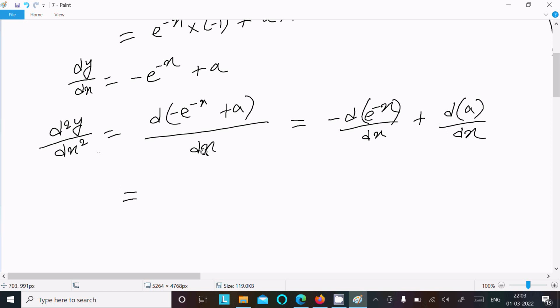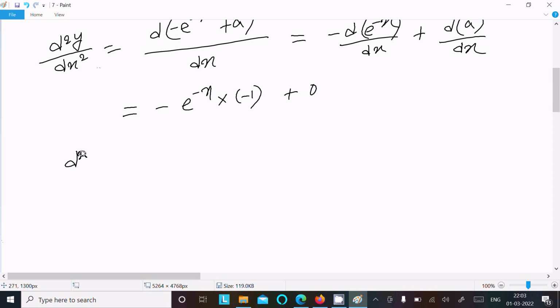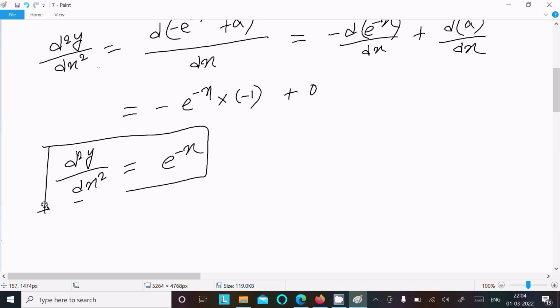So if you calculate, minus exponential differentiation minus x, and minus x differentiation minus 1, and a differentiation is equal to 0. Then the second derivative comes, so minus minus changes to plus, e power minus x. So this is the second derivative.